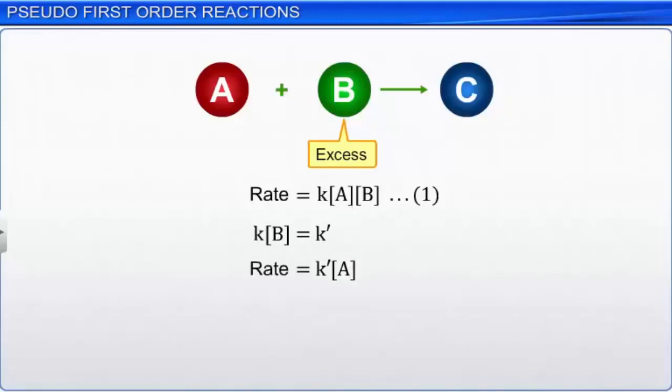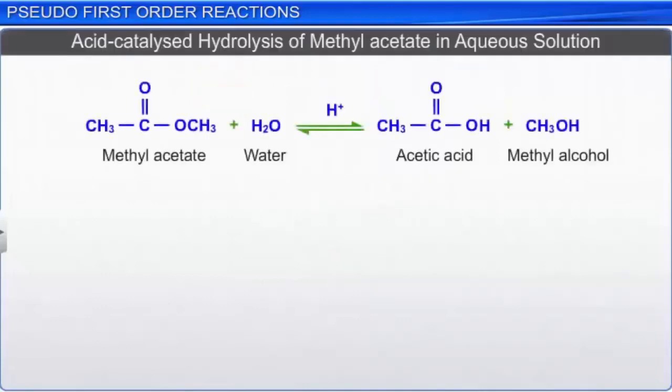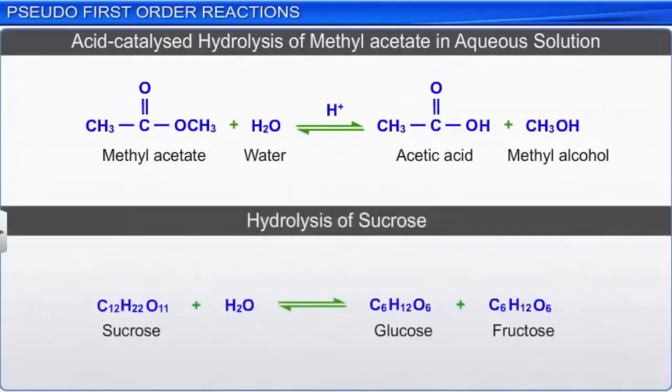A chemical reaction in which one of the reactants is present in excess and shows an order different from that of the expected order is called a pseudo-order reaction. The reaction is bimolecular, but still the rate of the reaction depends only on one concentration term. Hence, the reaction is called a pseudo-first-order reaction. Acid-catalyzed hydrolysis of methyl acetate in aqueous solution and hydrolysis of sucrose are examples of pseudo-first-order reactions.